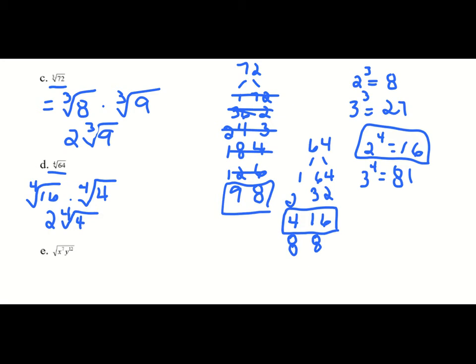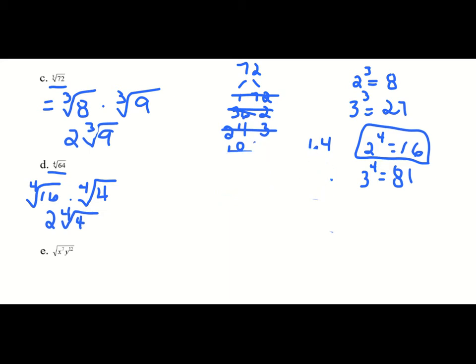All right, and for our last one, I'm going to erase just a little bit over here so we have a little more space. We are going to look at variables now. And we kind of already have started this. Remember, I'm going to write it, it's the square root of x to the 7th power, y to the 12th. And really what you want to do is figure out how many groups of 2 can I pull out for the x's and for the y's? Sometimes you may have a remainder, and that stays under the radical.